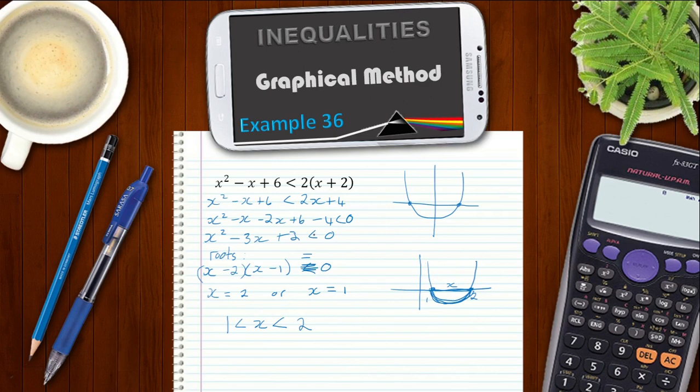All right, and then just a final thing, if they had said that it's less than or equal to 0, that would have included the roots. Then we just have a less than or equal sign for both of these.